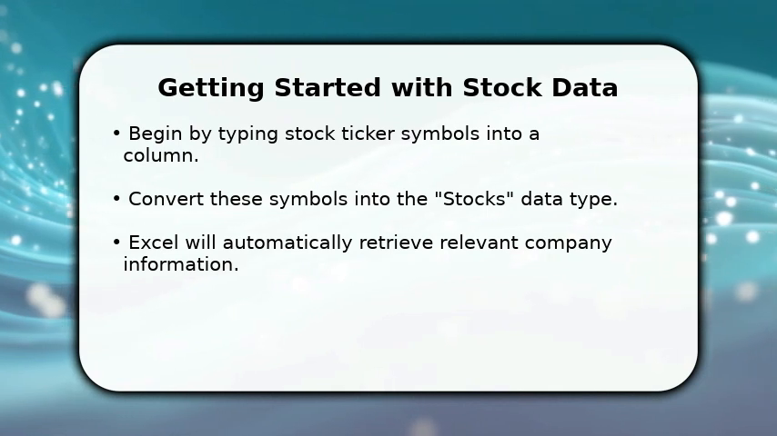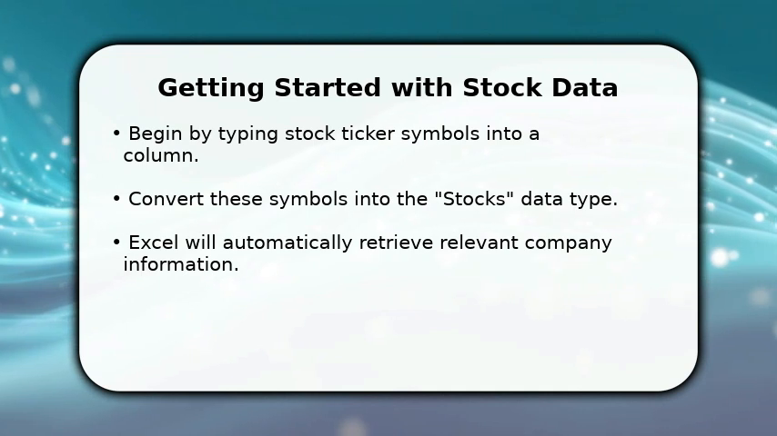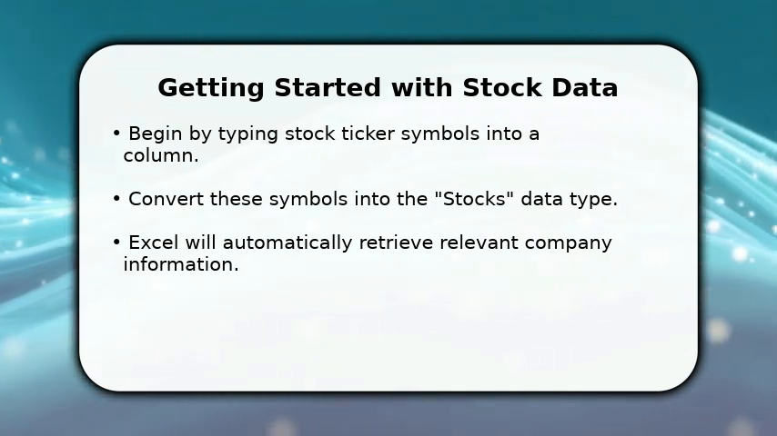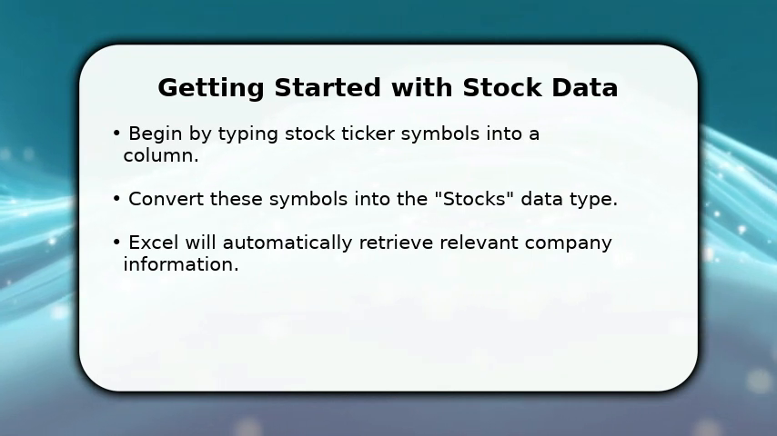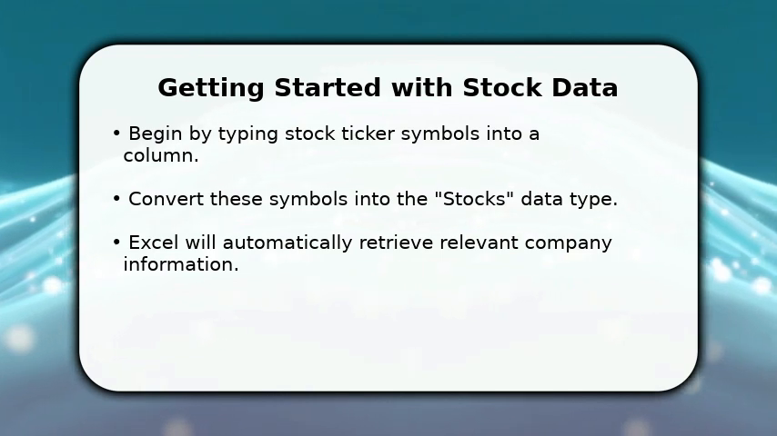Next, select these cells and navigate to the Data tab in Excel's ribbon. Click on the Stocks Data Type button. Excel will then transform your text into a rich data type, automatically linking to a vast database of financial information. This is your first step to powerful stock tracking.